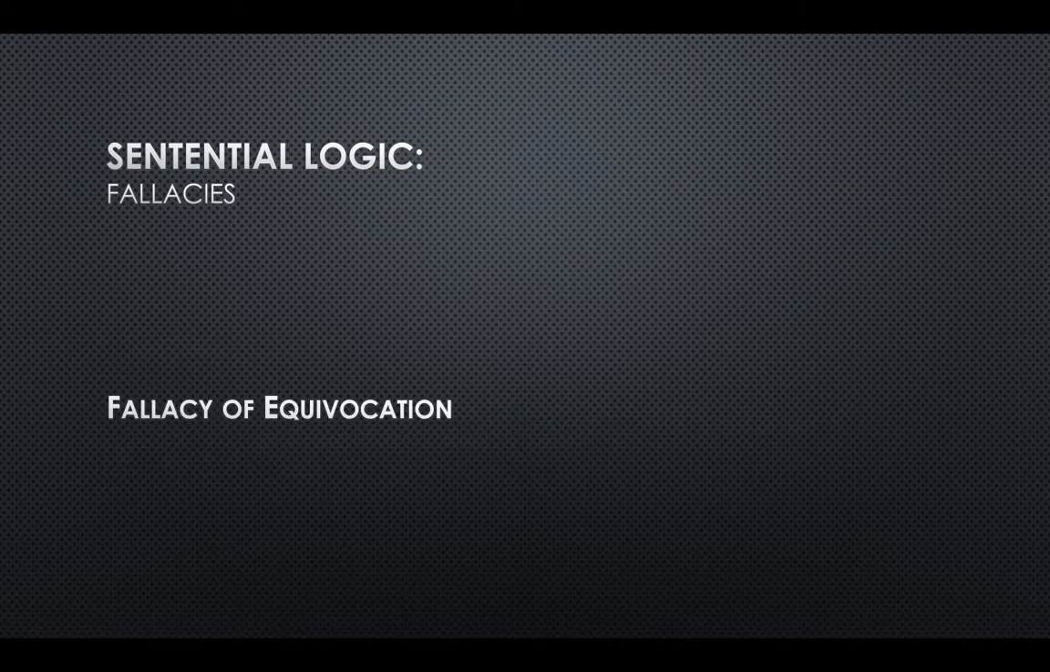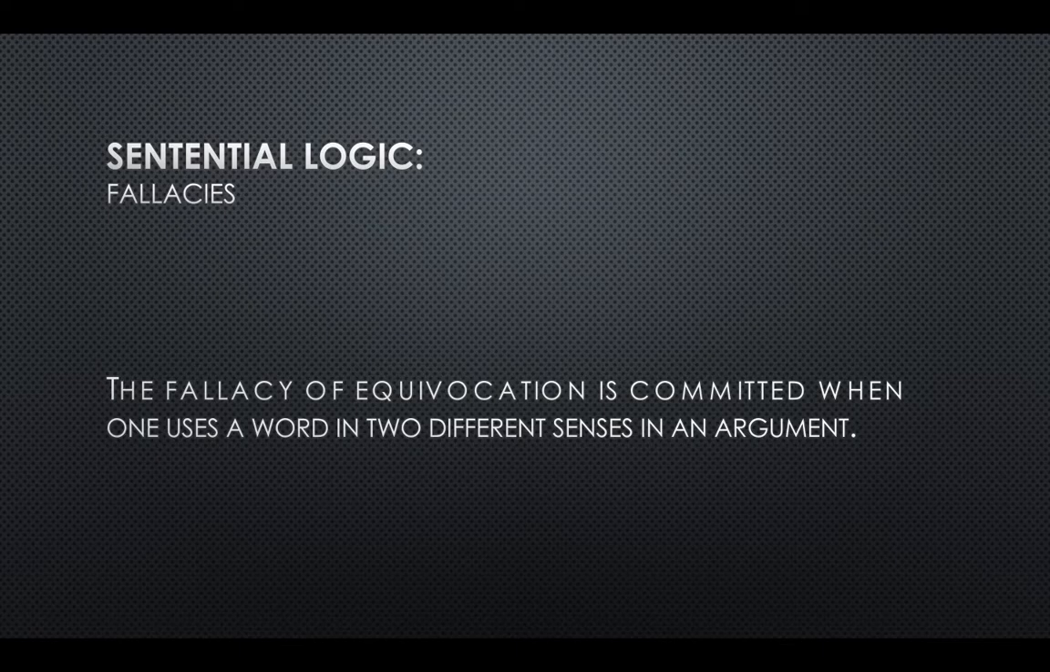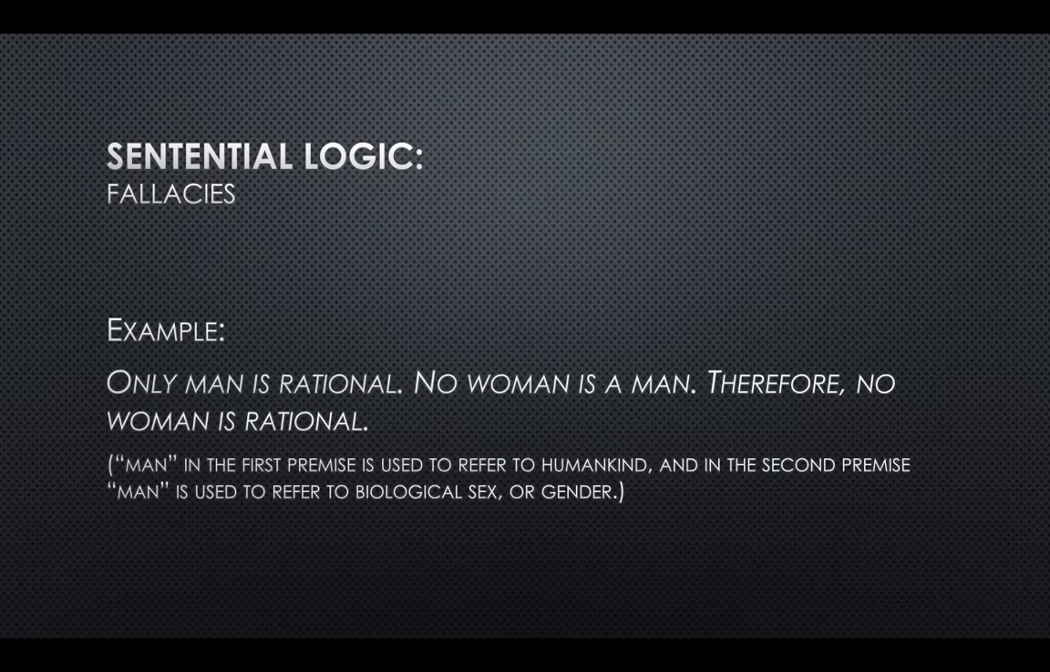Fallacy of equivocation. The fallacy of equivocation is committed when one uses a word in two different senses in an argument. Example: Only man is rational. No woman is a man. Therefore, no woman is rational. Man in the first premise is used to refer to humankind in general, and in the second premise, man is used to refer to biological sex or gender.